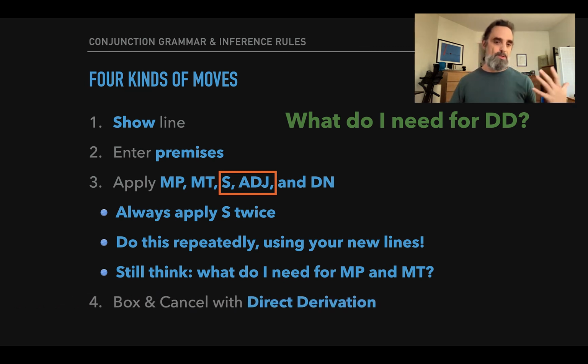And then finally, once you get the conclusion, you'll box and cancel with direct derivation. So those are our grammar and inference rules for the conjunction. In the rest of this module, we'll talk a little bit about symbolizing with the conjunction, and then actually do examples of derivations with conjunction, so you have a sense of actually using these rules in derivations. So go ahead and check those videos out.